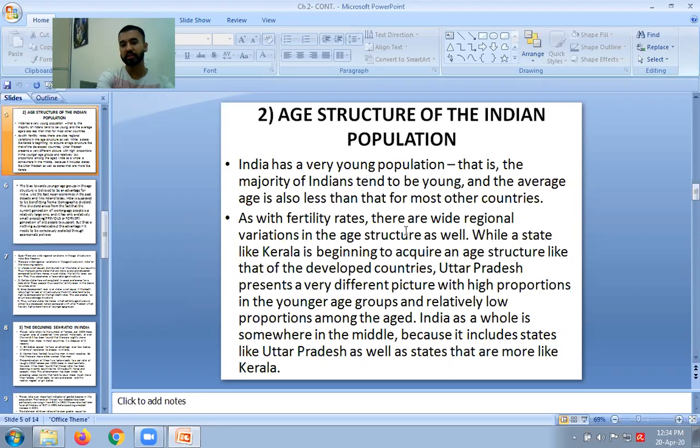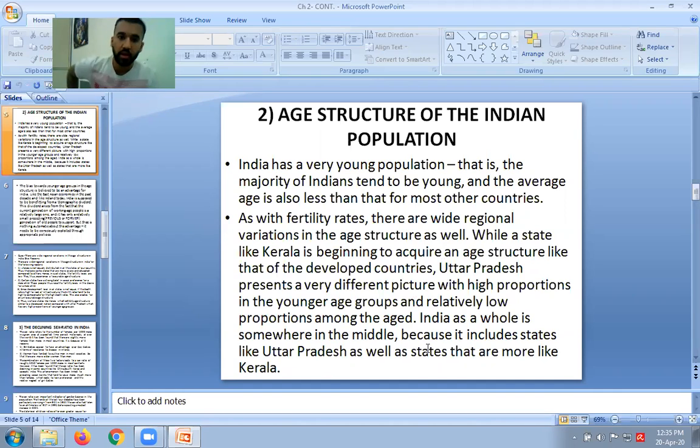As with fertility rates, there are wide regional variations. Look at that, regional variations have come again. So with the age structure topic also, as with fertility rates, there are wide regional variations in the age structure as well. While states like Kerala are beginning to acquire an age structure like that of the developed countries, Uttar Pradesh presents a very different picture, with high proportions in the younger age groups and relatively low proportions among the older age groups. India as a whole is somewhere in the middle between. It includes states like Kerala and Uttar Pradesh.